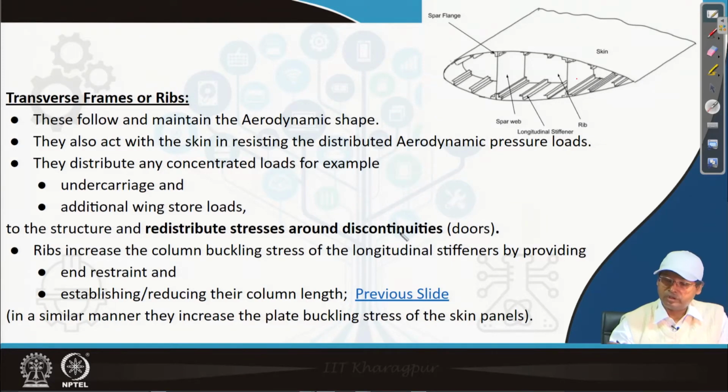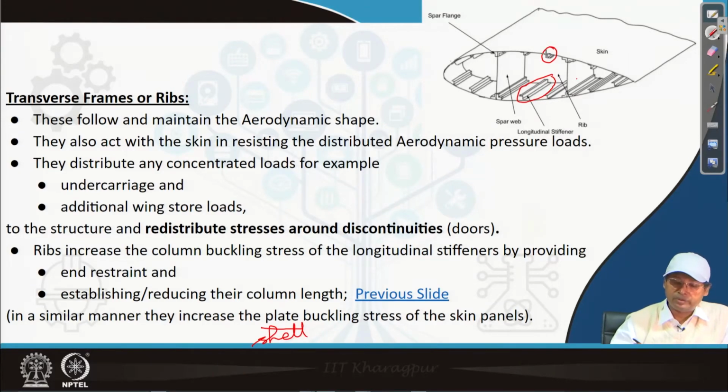So, this is not only for skin, as I told you. If we look at the stiffeners, these stiffeners also are attached to the skin. So, the column, which is a member that carries axial load, has its length reduced with the number of ribs. In a similar manner, they increase the plate buckling stress of the skin panels, the plate or shell buckling stress of the skin panels.